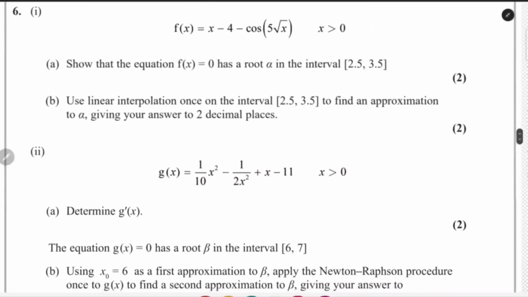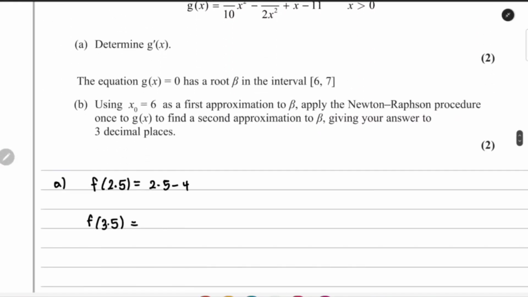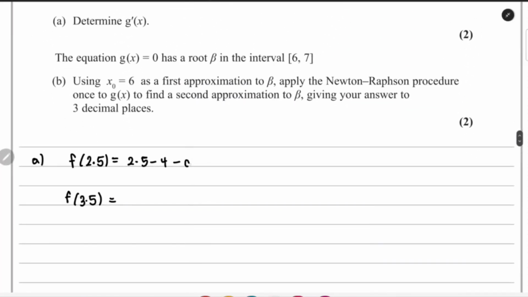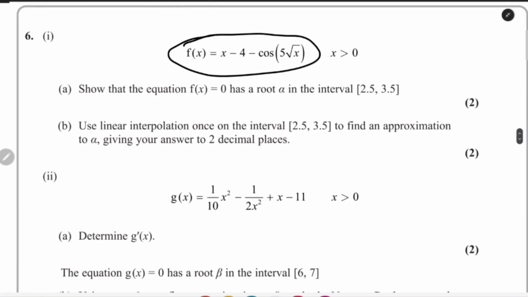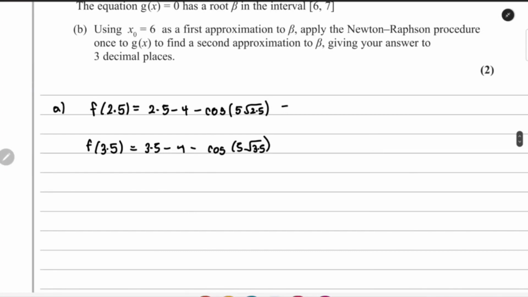So f of 2.5 is 2.5 minus 4 minus cos 5 root 2.5, and we'll have 3.5 minus 4 minus cos 5 root 3.5. We'll have to use the radian mode for this. Any function like this, we'll have to use the radian mode. So if you calculate the values, this would be minus 1.44 and this would be 0.497.